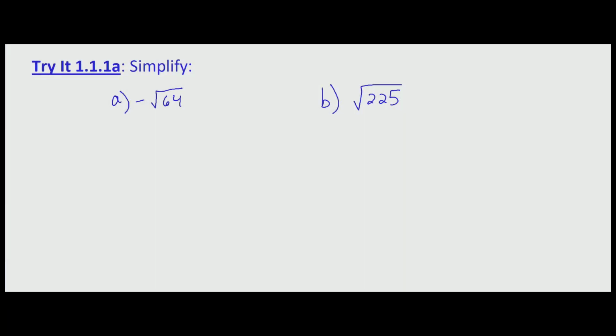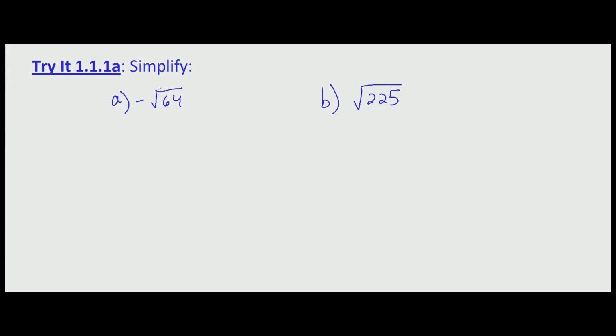In this first try it exercise, we're looking at simplifying basic radicals. With part A, we're given the negative square root of 64. Remember that this negative sign on the outside is perfectly allowable. It just basically means that we're multiplying the radical by -1.